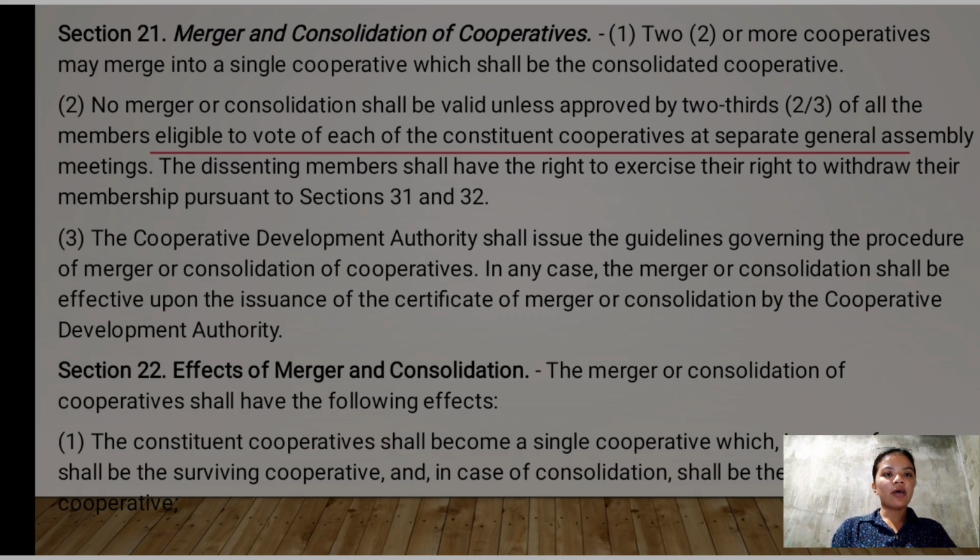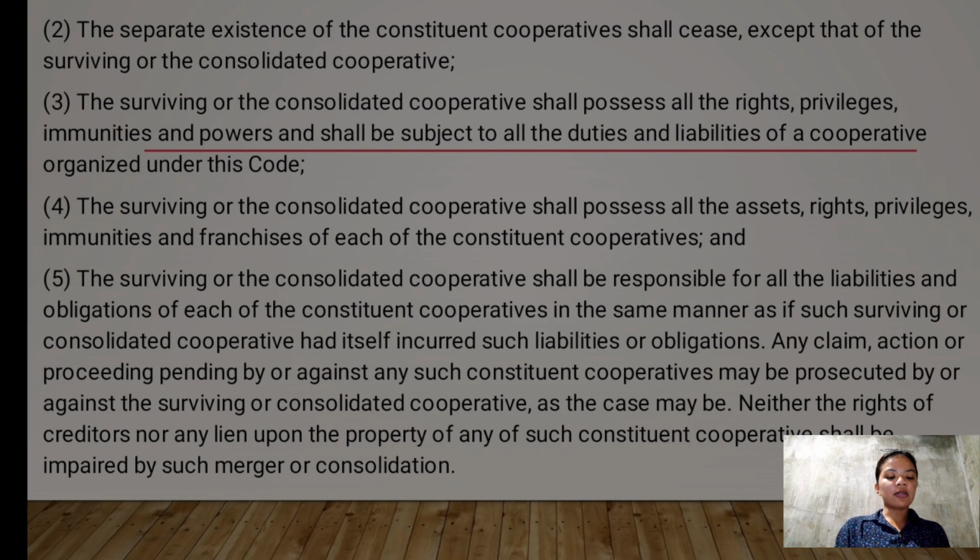Section 22, Effects of Merger and Consolidation. In this section, it explains the effects of a merger or consolidation of cooperatives. First, the constituent cooperatives will become a single cooperative, which will either be the surviving cooperative or the consolidated cooperative. Second, the individual existence of the constituent cooperatives will end, except for the surviving or consolidated cooperative.